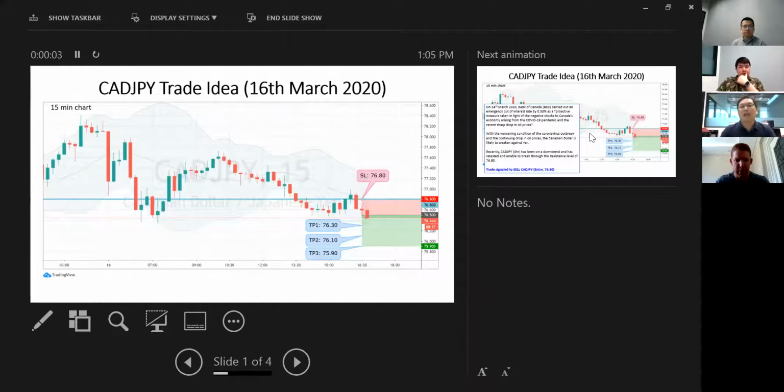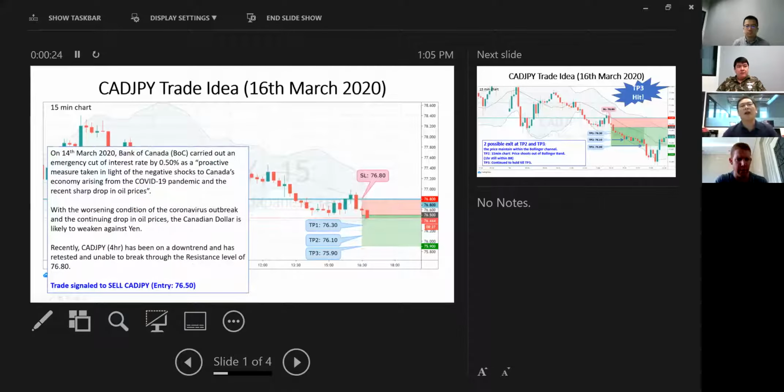Okay, so Canadian yen was really fluctuating. You can see in the 15-minute chart, although the long-term 4-hour trend was a downturn, it was fluctuating quite close to the support and resistance level of 76.8. And there was a surprise on Saturday: the Bank of Canada carried out an emergency interest rate cut of 0.5% as a proactive measure in light of the coronavirus and the sharp drop in the oil price. The oil price drop is due to the price war with Saudi Arabia and Russia.